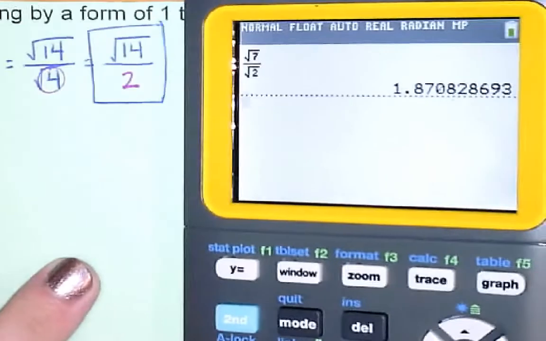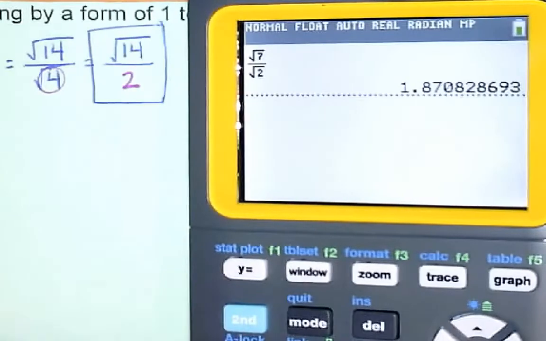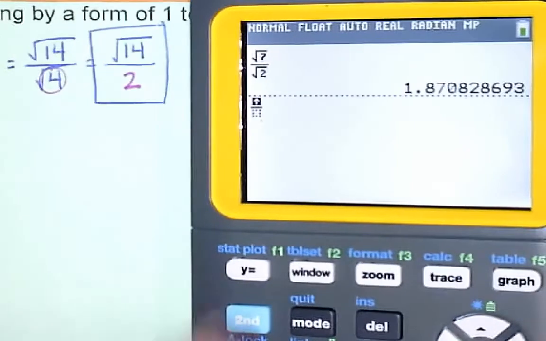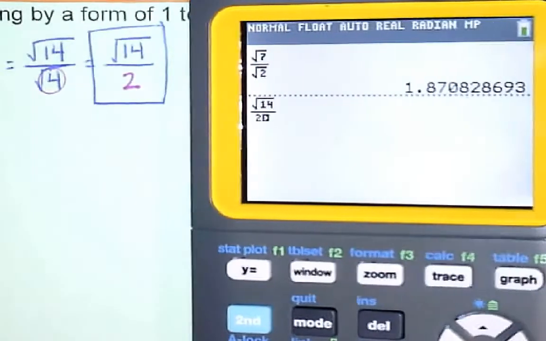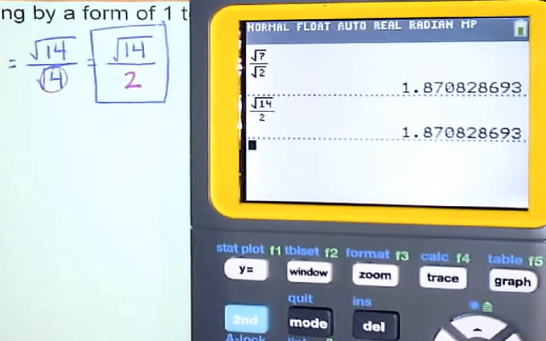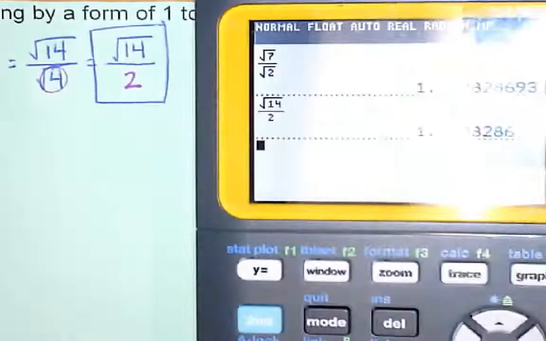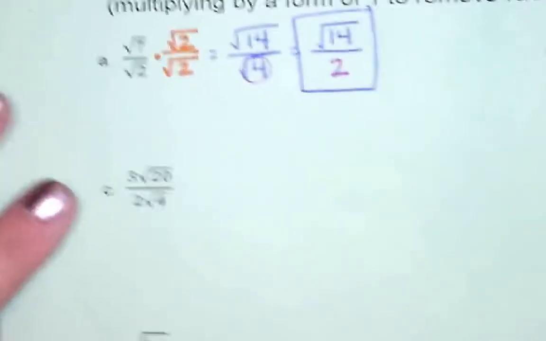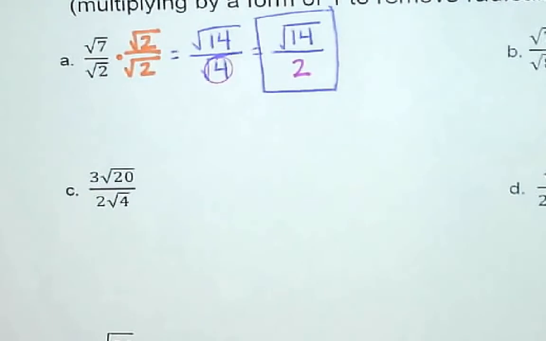Let's make sure they're actually equivalent to one another. So I'm going to go ahead and type this sucker in. We're going to do square root of 14 over 2. And would you look at that? They're the exact same weird decimal. So guys, all we have done is gotten rid of that lovely square root.